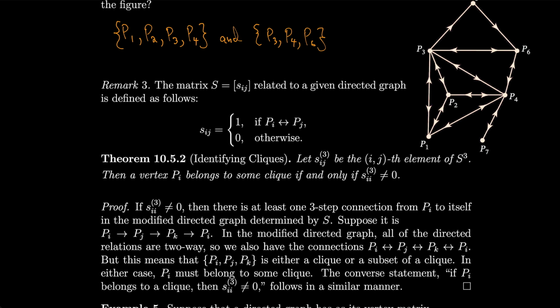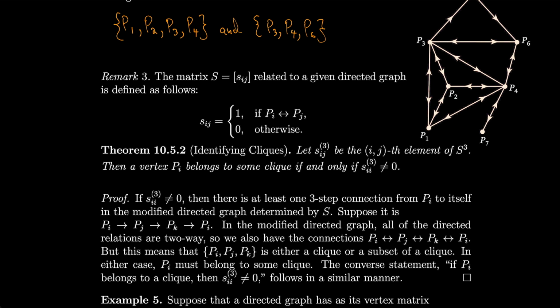The matrix S equals S_ij related to a given graph is defined as follows. S_ij equals 1 if Pi goes to Pj and Pj goes to Pi, and 0 otherwise. So this is how we can identify cliques. Let S_ij^(3) be the ijth element of S cubed, then a vertex Pi belongs to some clique if and only if S_ii^(3) is not equal to 0.